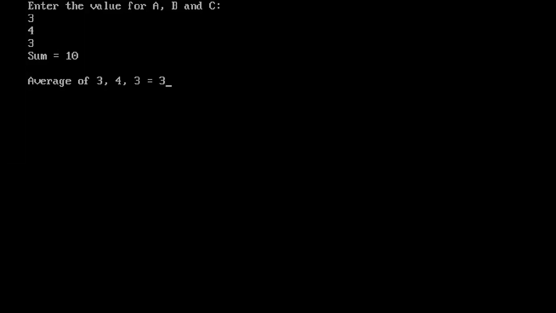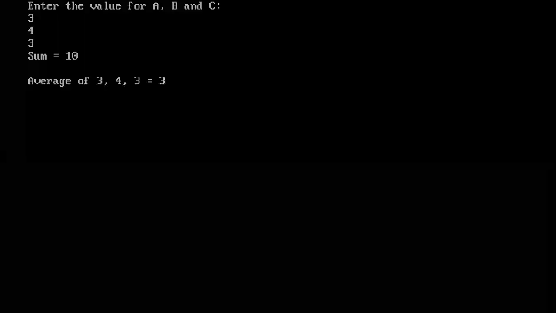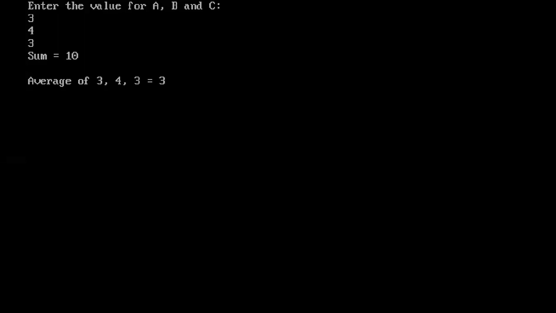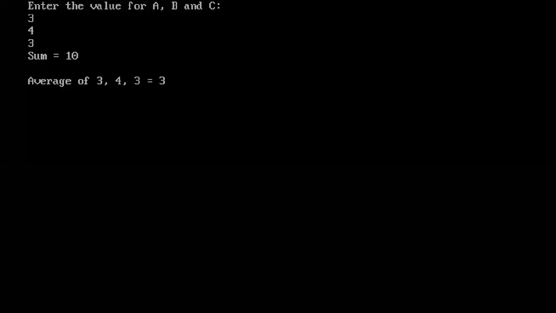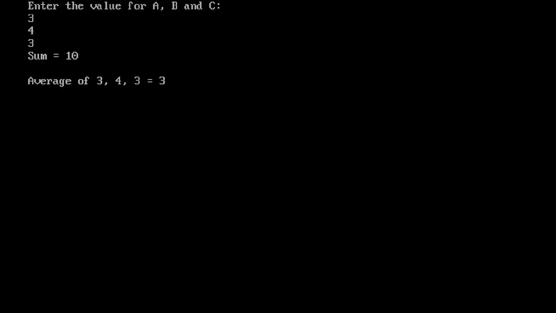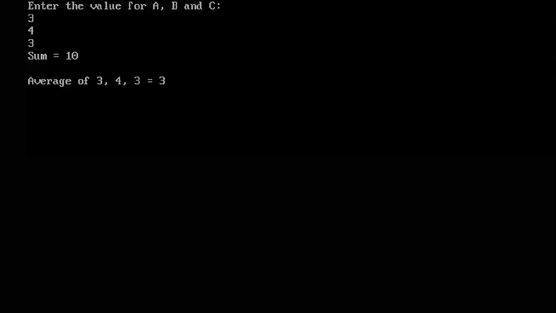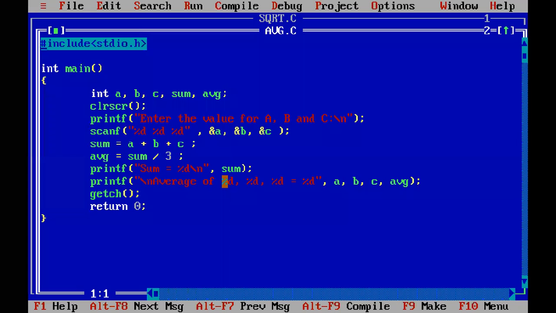It should be 3.3 point something, a recurring number, so it will go on. Because we have used average as int, we have a loss of information here. We don't have the exact information. So to avoid loss of information, there is another way.